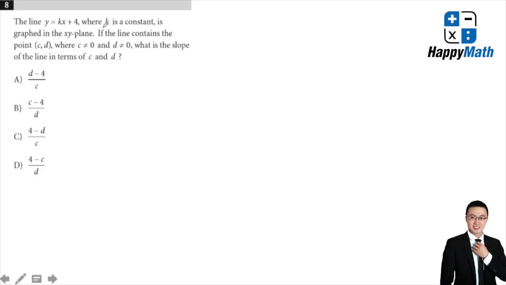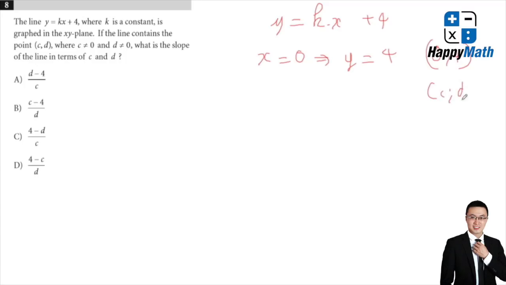The line where k is a constant is graphed in the xy-plane. If the line contains the point (c, d), what is the slope of the line in terms of c and d? From the line here, you will see that when x equals 0, y equals 4. So we have one point the line passes through, which is (0, 4). The second point is (c, d).